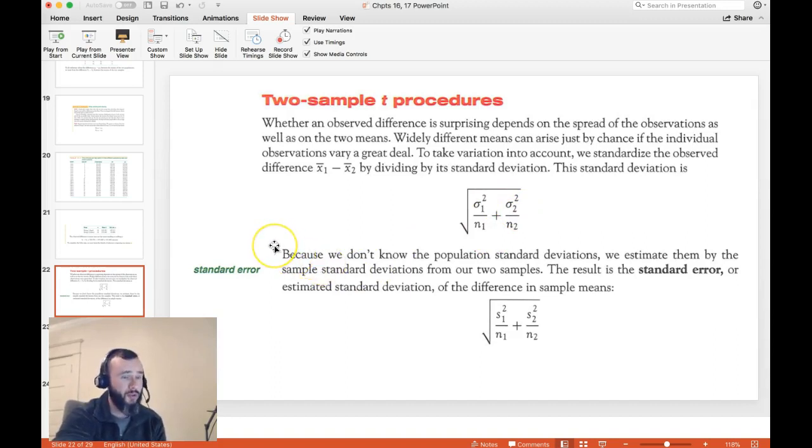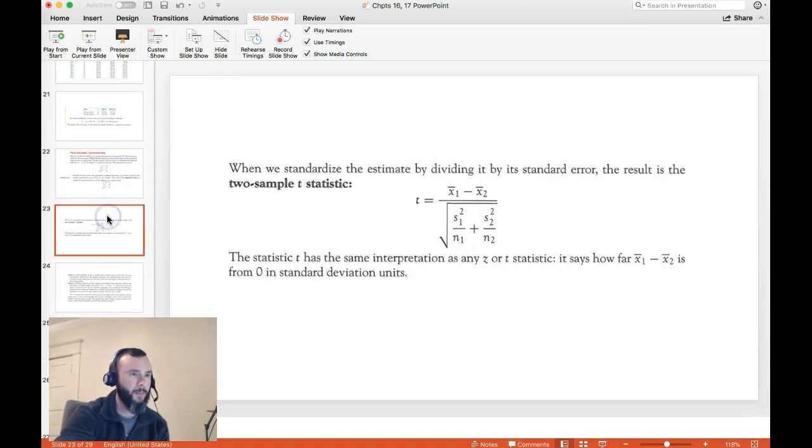But because we don't know these population standard deviations, we don't know those sigmas, we estimate them by the sample standard deviations from our two samples. The result is the standard error, or estimated standard deviation, of the difference in sample means. And so we're just replacing the sigmas with s's there. When we standardize the estimate by dividing by its standard error, the result is the two-sample t-statistic. And the two-sample t-statistic is just the difference in the sample means divided by that standard error.